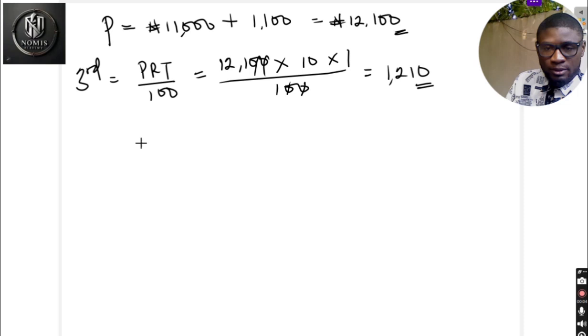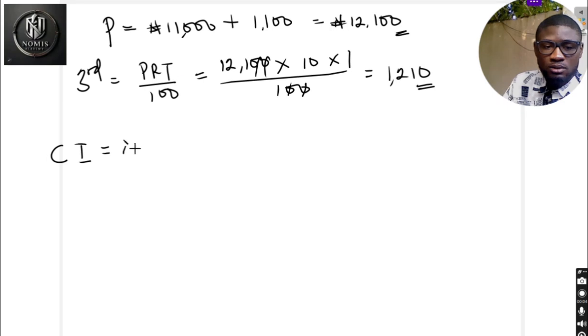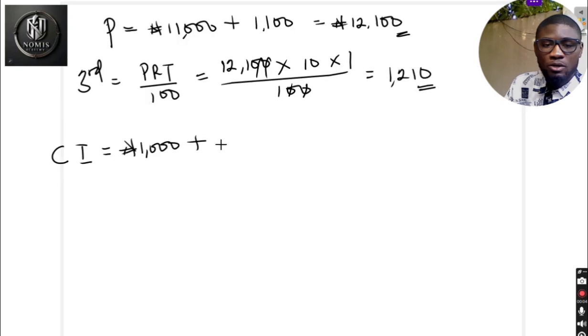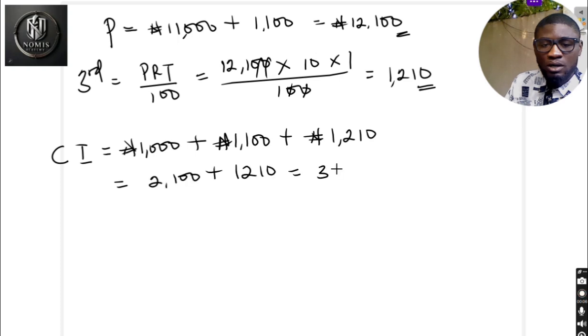So let's calculate the compound interest now. The compound interest will be the summation of the interest earned at each year. The first year, the interest earned was 1,000, plus the second year 1,100, and the third year was 1,210. So the summation of that is 2,100 plus 1,210. So that makes 3,310 naira.